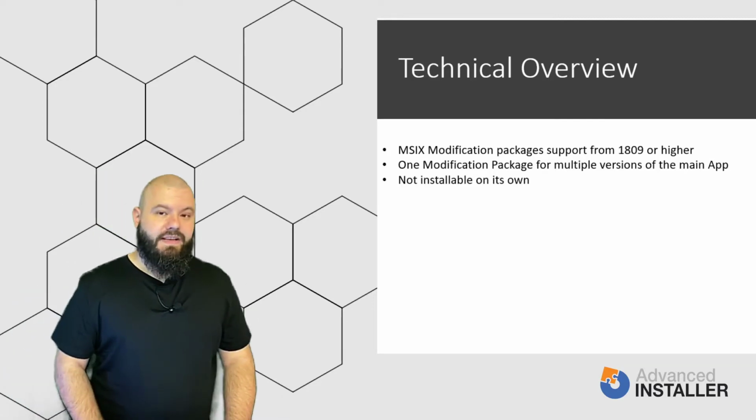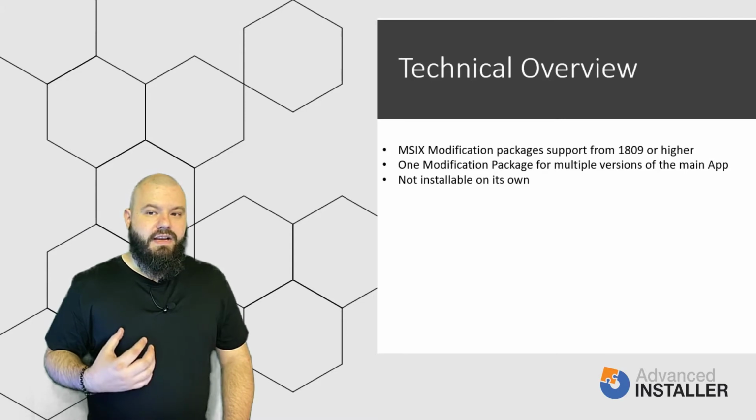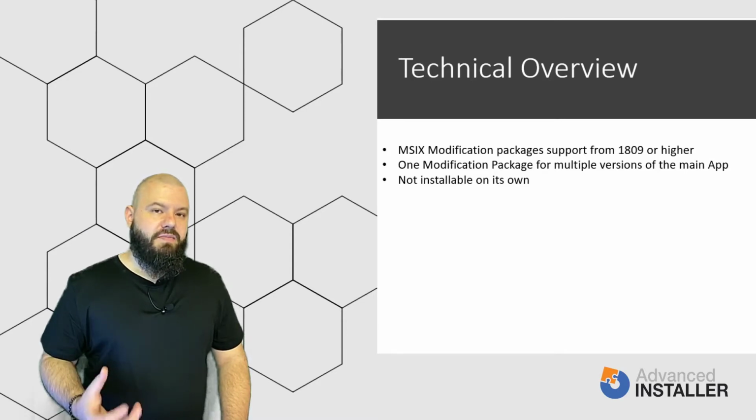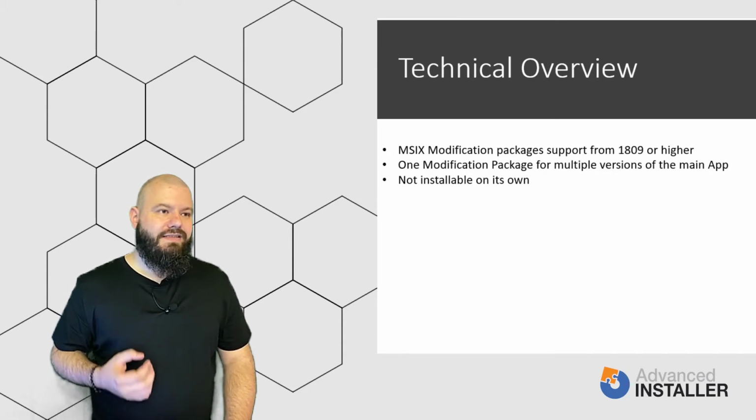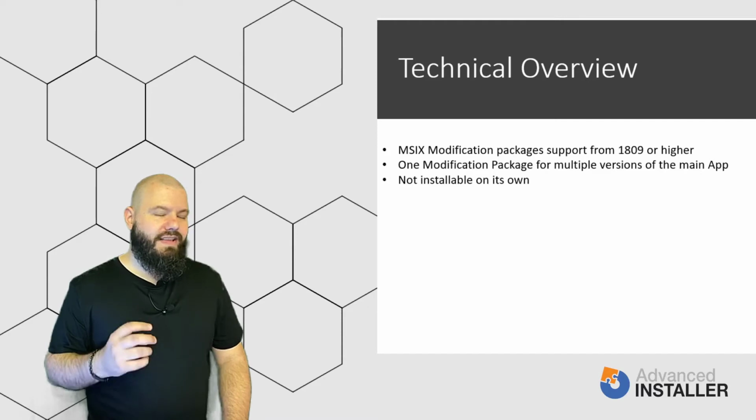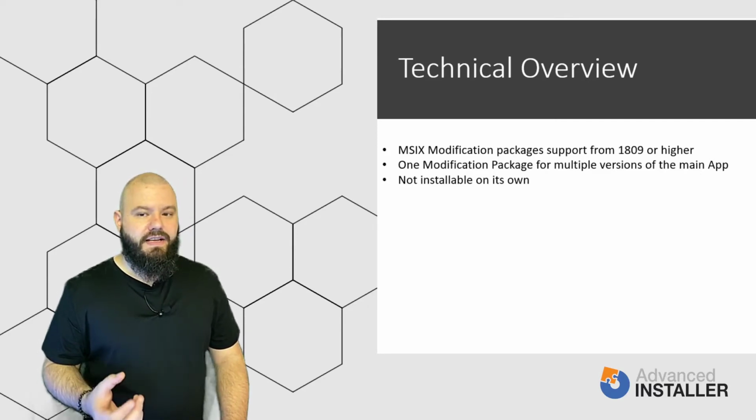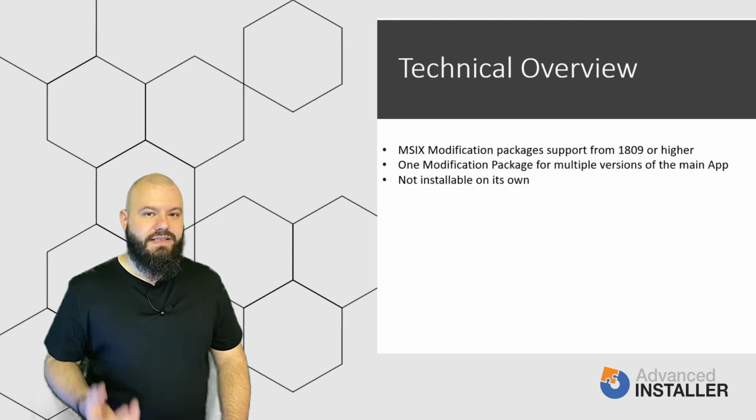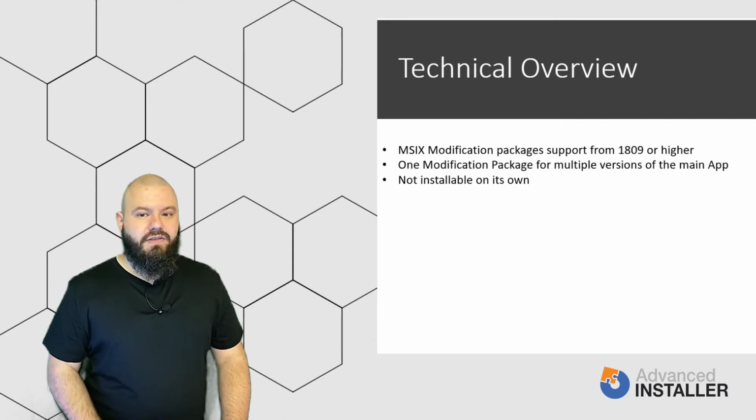However, this is what we were discussing earlier. MSIX modification packages do not contain the main application. They contain small files or registry or whatever other customizations you may add to a main package. And that's why you cannot install a modification package without the main application already installed on the machine.